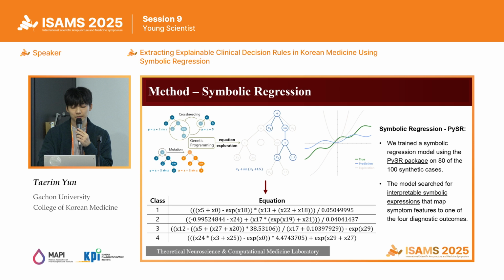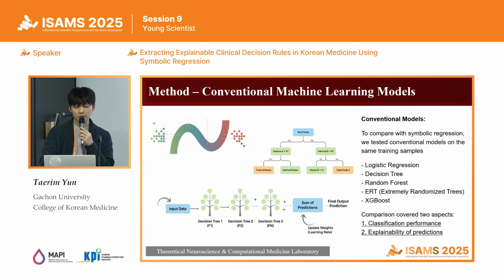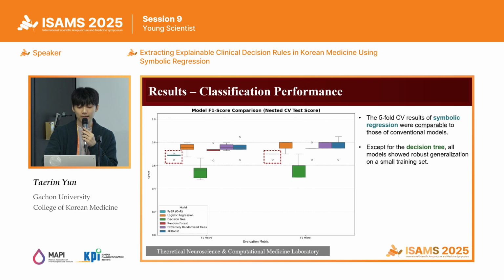Here are the interpretable, explicit, symbolic expressions that our model found. These equations map symptom features to one of the 4 diagnoses of 소음인 patients. For comparison, we tested 5 conventional models on the same train set. Model comparison covers 2 aspects: classification performance and explainability of predictions. First, we will look at the classification performance.